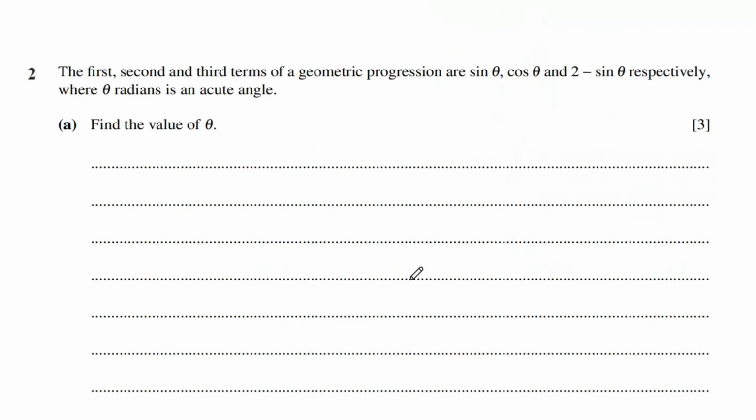The next question is: the first, second and third terms of a geometric progression are sine theta, cos theta and 2 minus sine theta respectively, where theta radians is an acute angle. Find the value of theta. So this is a geometric progression question. The first term is A, which is equal to sine theta. The next term is AR, which is equal to cos theta. And the third term is AR square, which is equal to 2 minus sine theta.